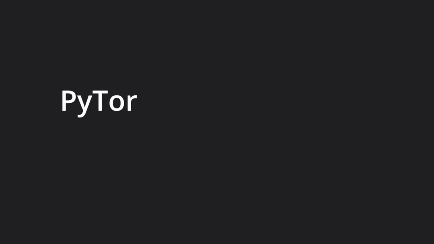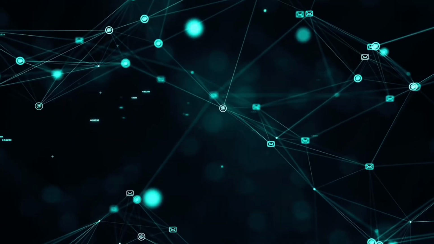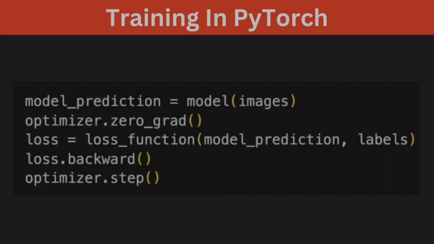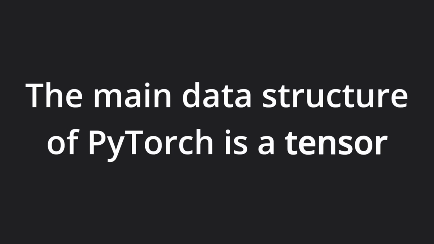PyTorch is used to build and train neural networks and is the industry standard for deep learning, rather than TensorFlow. PyTorch also calculates all derivatives necessary to train a neural network for us so that we avoid math by hand. Lastly, implementing concepts in PyTorch will reinforce your understanding. I think that anyone interested in ML should learn the basics of PyTorch, and this video is the best place to start. Let's begin. The main data structure of PyTorch is a tensor.